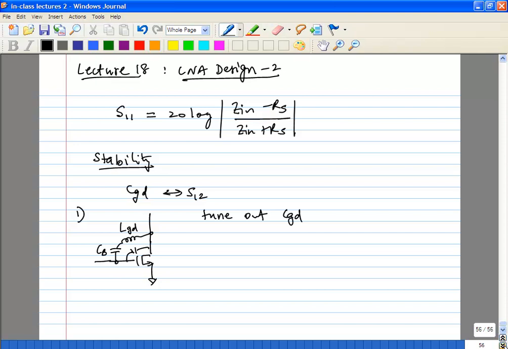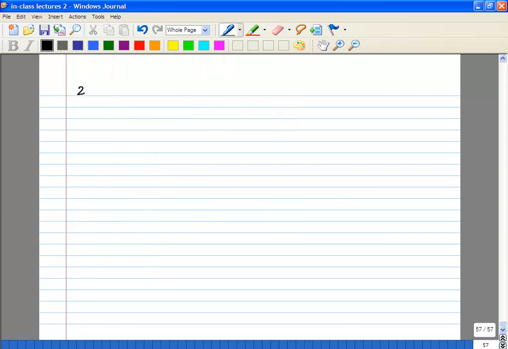The other way, of course, the more commonly used way, is the cascode. So you effectively isolate your input from your output using a cascode transistor.